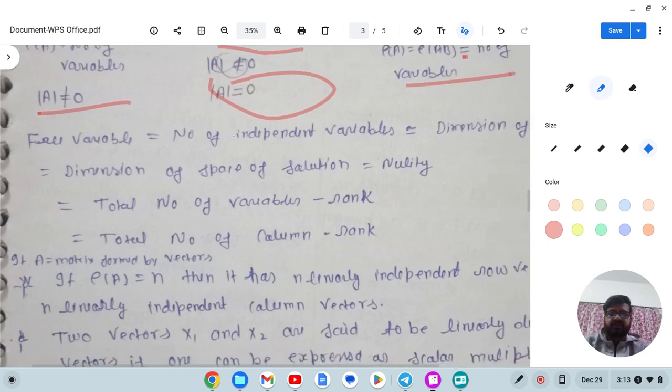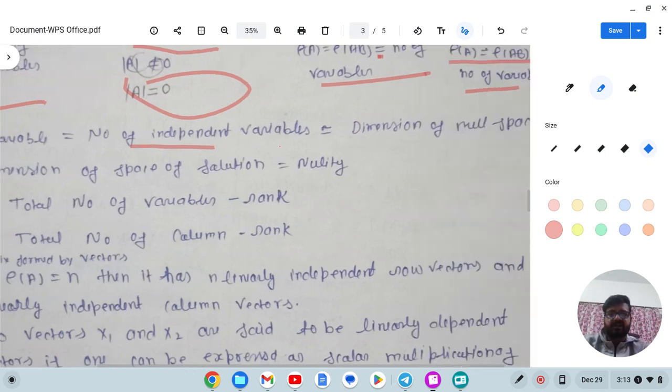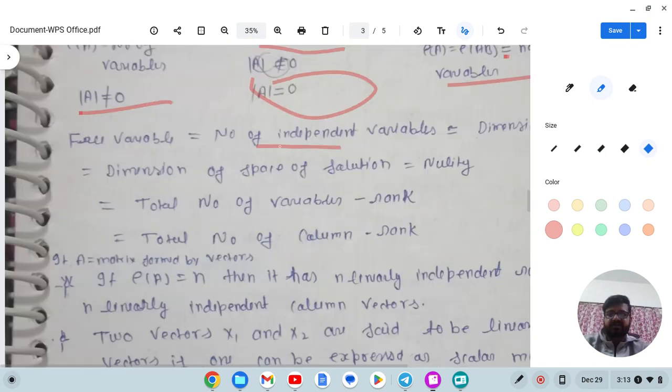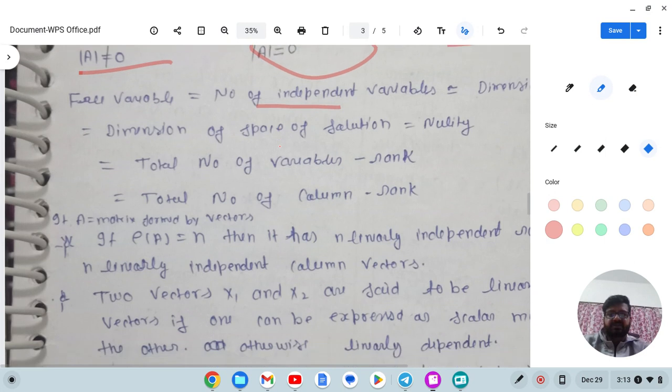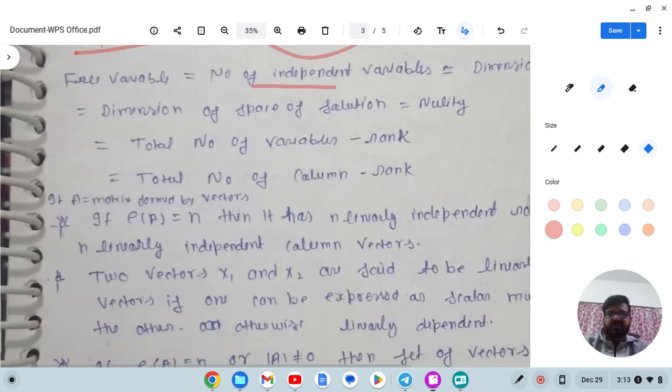Free variable, the number of independent variables. The free variable count is also called the nullity, the dimension of the solution space. It is equal to the total number of variables minus the rank. So how will we find our free variables? We will find them by subtracting the rank of the matrix from the number of variables.